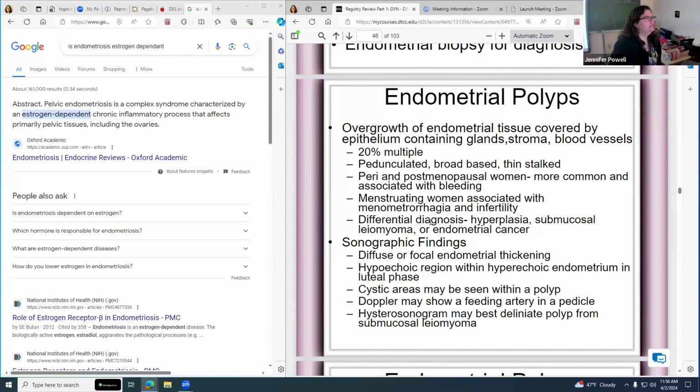Sonographic findings could be diffuse or focal endometrial thickening, a hypoechoic region within hyperechoic endometrium in the luteal phase. Cystic areas may be seen within the polyp. Doppler may show a feeding artery and a pedicle, and hysterosonogram may best delineate a polyp from a submucosal leiomyoma.